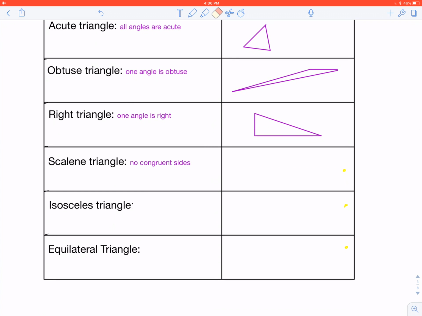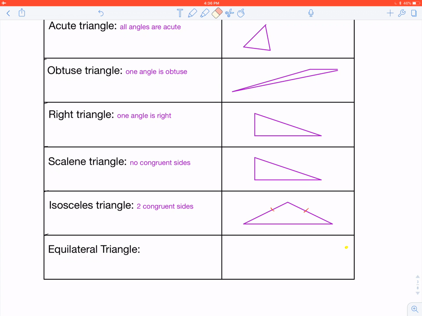So a scalene triangle is where I have no congruent sides. So all three sides are a different length. Isosceles triangle, this is where I have two sides that are congruent to each other, two sides of the same length. And when we have this, we're going to use a tick mark to show that those two sides are the sides that have the same measure.